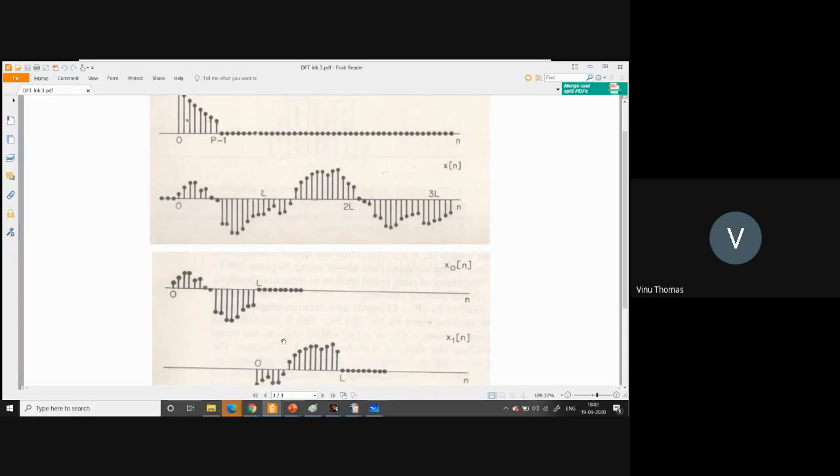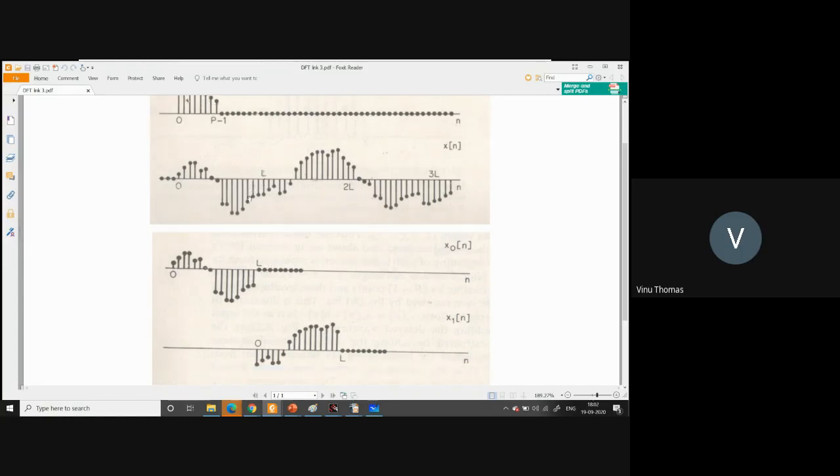So this is x of n. This is the first segment, from 0 to L minus 1, so the first segment has a length equal to L. Now let us consider the second segment that starts from point L onwards and goes up to 2L minus 1. Now we will shift the second segment by L samples to the left, so that the second segment's indices can also be marked from 0.